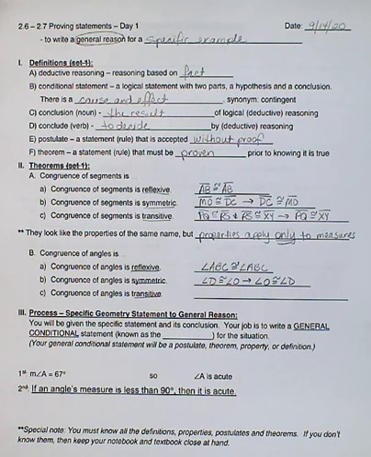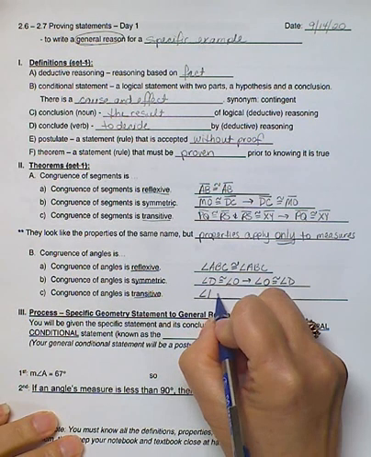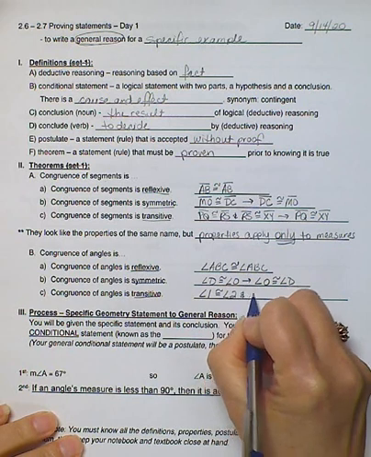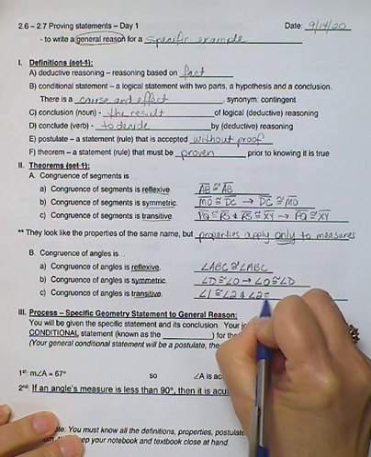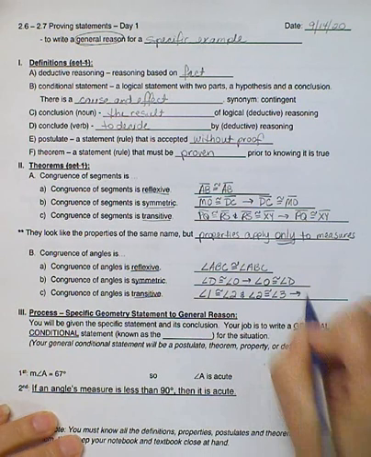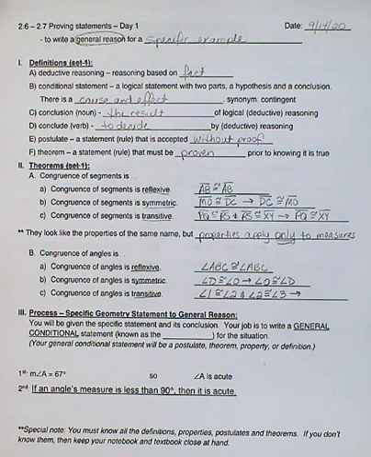The last one is congruence of angles is transitive. So let's say angle 1 is congruent to angle 2, and angle 2 is also congruent to angle 3. Then because of this theorem, congruence of angles is transitive, angle 1 is also congruent to angle 3.